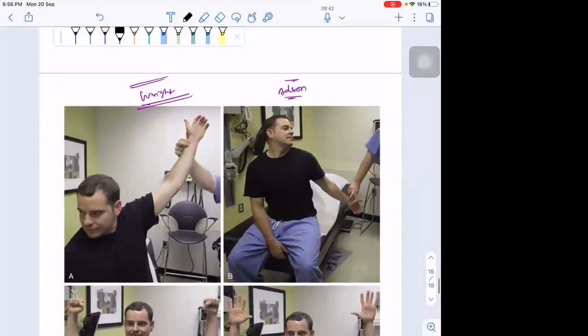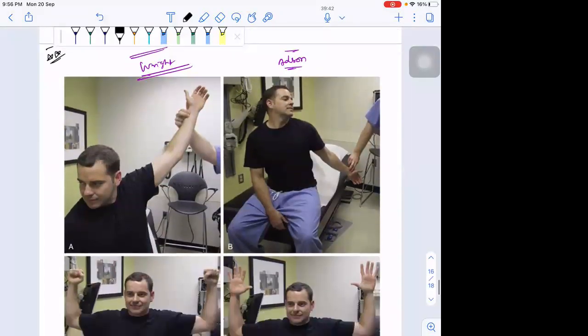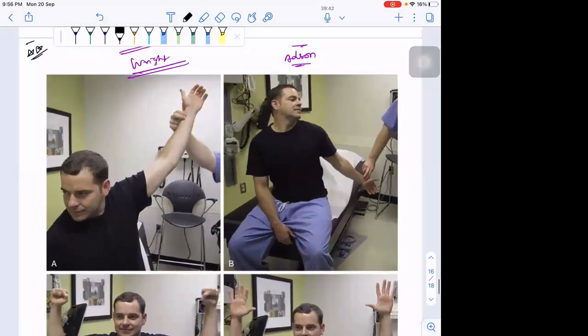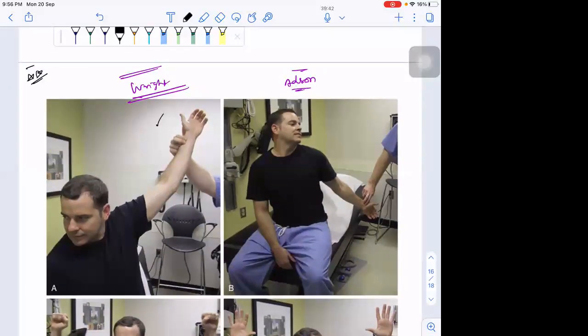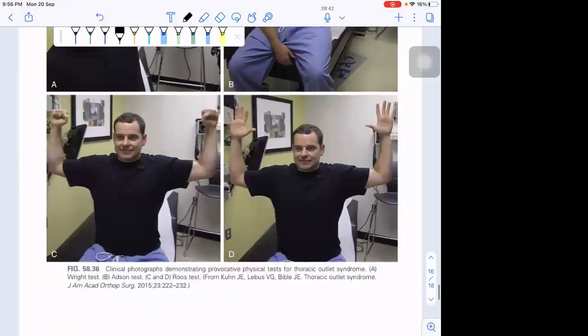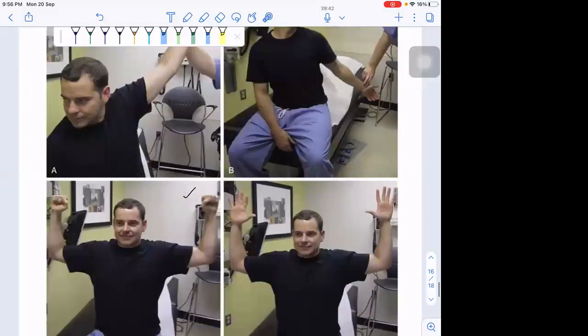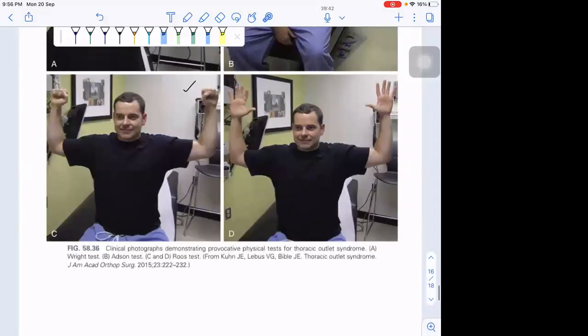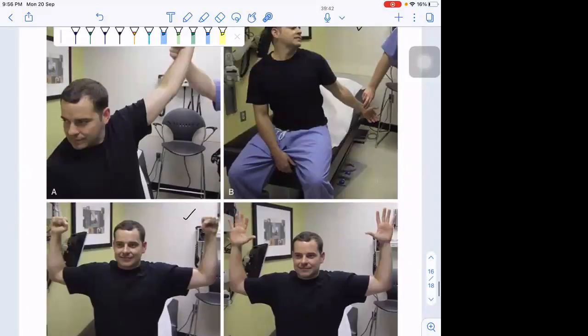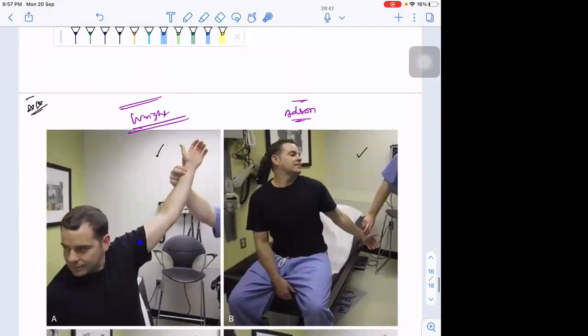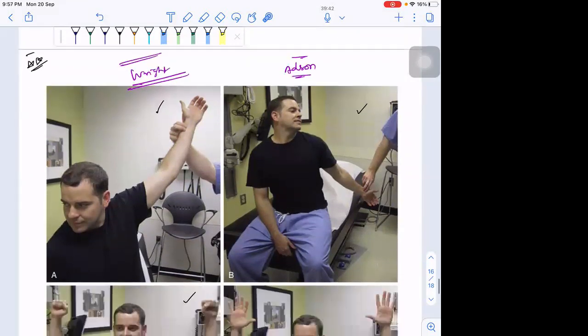And these are the tests given; this question is also expected. They will give a clinical scenario and ask which are the tests to diagnose thoracic outlet syndrome. This is your Wright test, this is your Adson's test, and this is your Roos test. The C and the D both are Roos test. Keeping the arm up above is Wright, and below is Adson's.